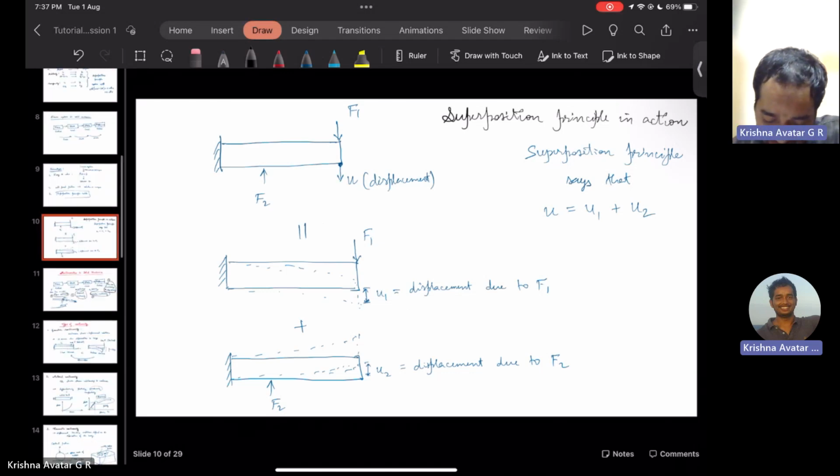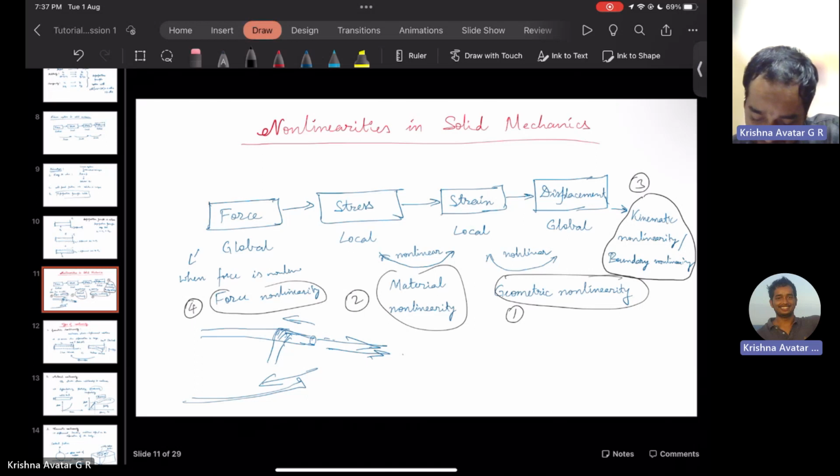And then we talked about the nonlinearities in soil mechanics, and the types of nonlinearities here. You started with geometric nonlinearity, then material nonlinearity, kinematic or boundary nonlinearity, and the fourth one was the force nonlinearity, right? And in every nonlinearity, there is a certain nonlinear relationship between quantities, right? In geometric nonlinearity, what we saw is there is a nonlinear relationship between the strain and displacement.